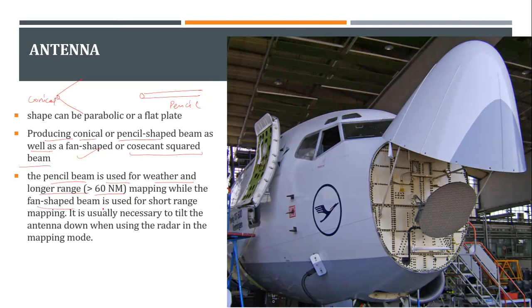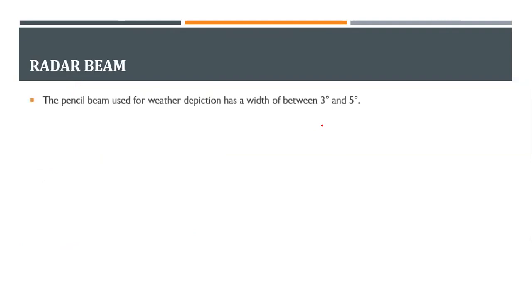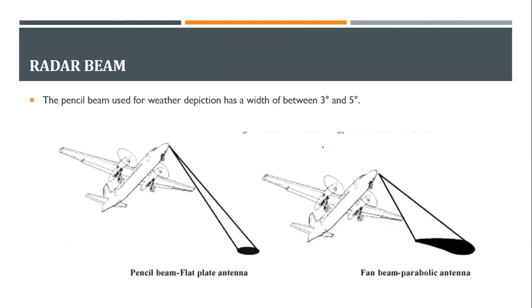While the fan beam is used for short range mapping, it is usually necessary to tilt the antenna down when using the radar in the mapping mode. We'll discuss these modes also. In these modes, you can see the antenna is tilted down. This is the pitch of the antenna, which I showed you in the second slide. The pencil beam is used for weather depiction. This is your pencil beam and the fan beam. Both are there. You can see this is a broad beam.